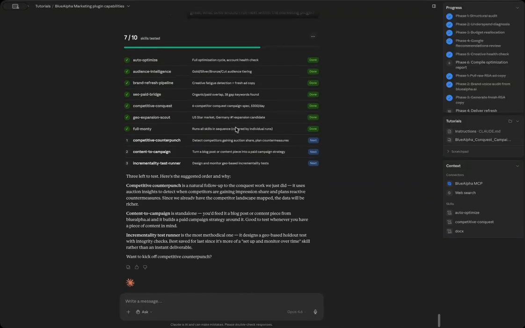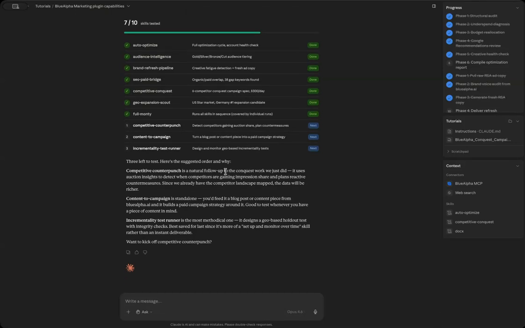Hey guys, I am back with the 8th tutorial of the total of 10 different skills in the BlueAlpha marketing plugin. So we covered auto-optimize, audience intelligence, brand refresh pipeline, SEO paid bridge, competitive conquest, geo expansion, full Monty, and now we're actually going to look at the competitive counterpunch, which helps you detect competitors gaining auction share and plans countermeasures.